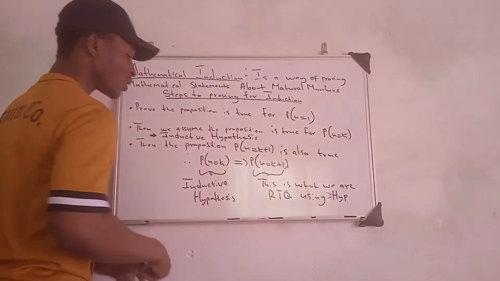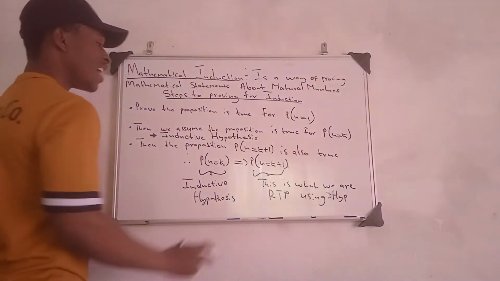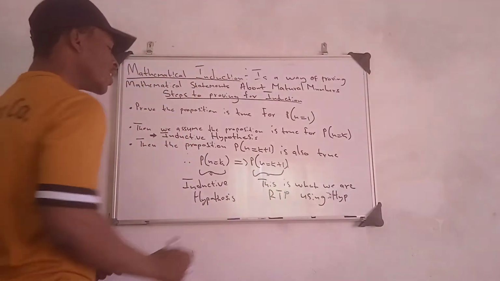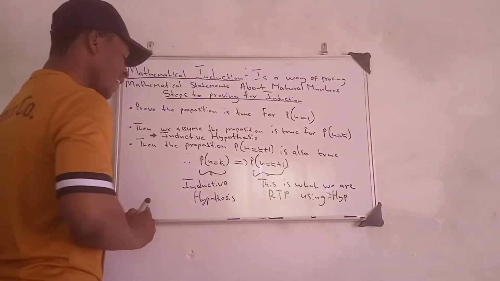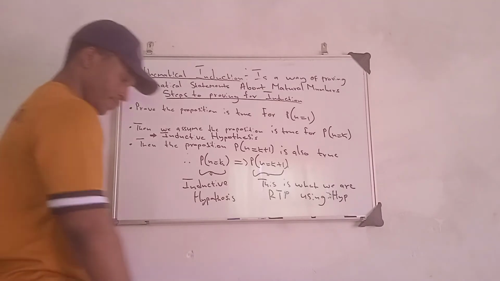RTP means required to prove. And this is the statement that we are required to prove using our inductive hypothesis. Now, let me just take an example.